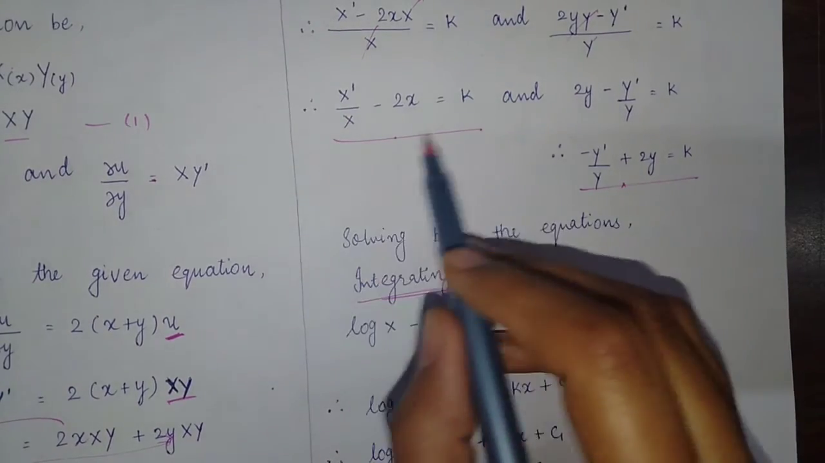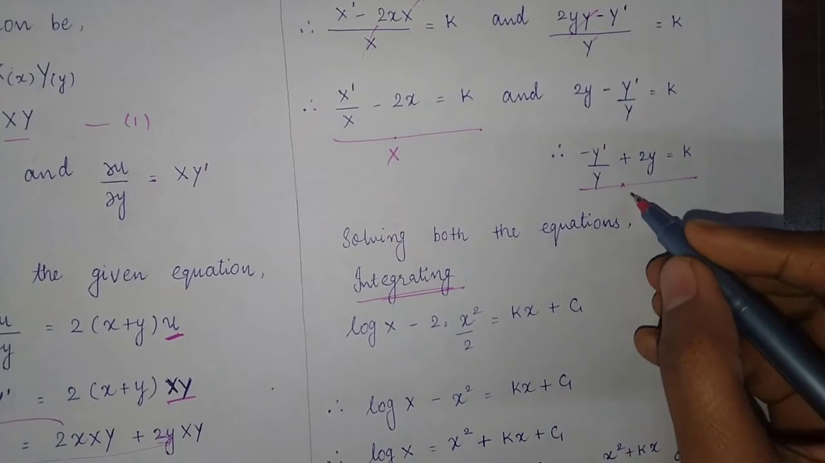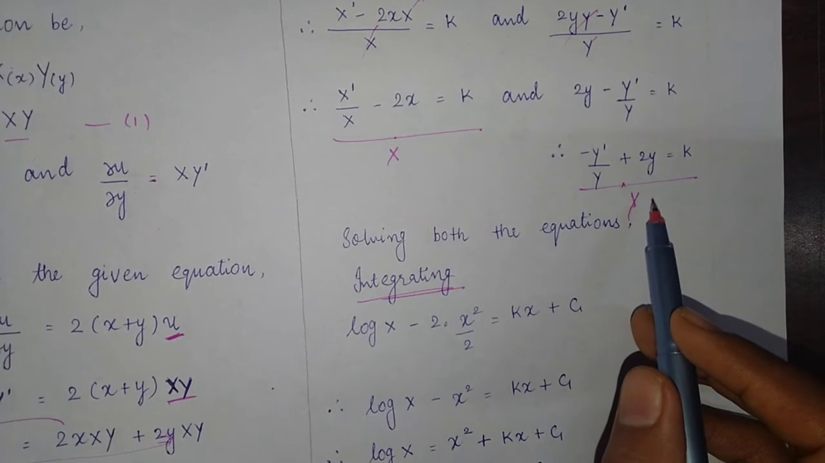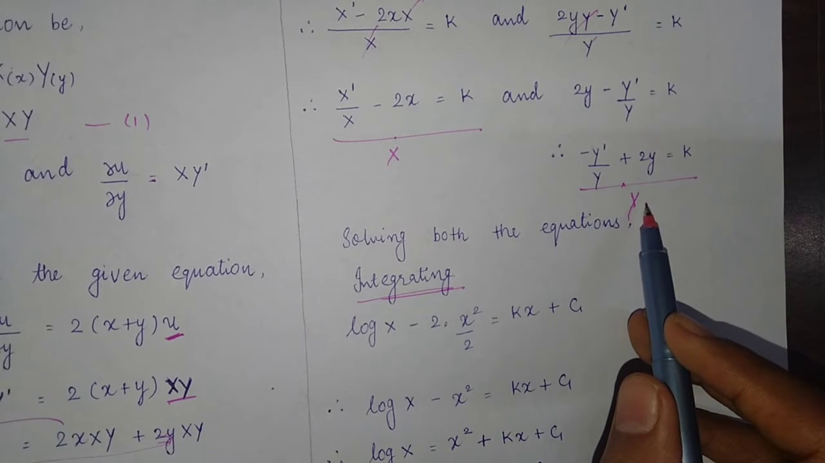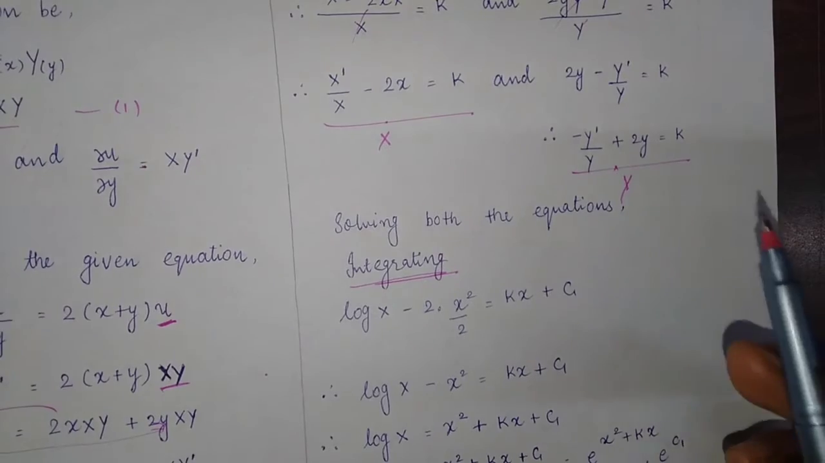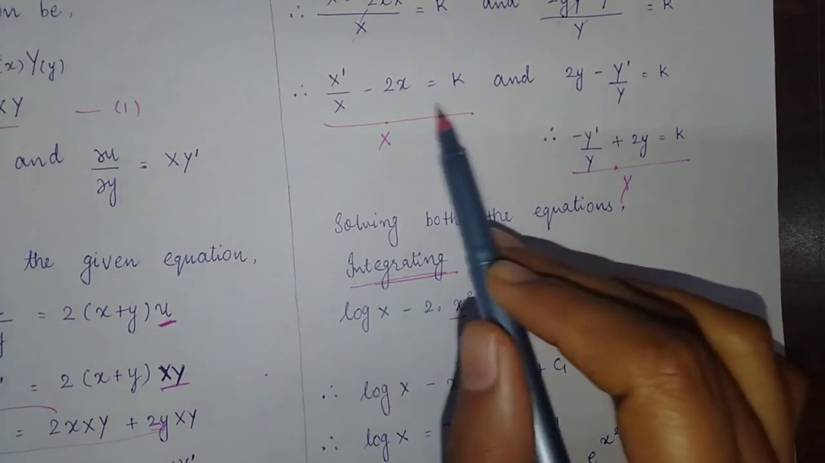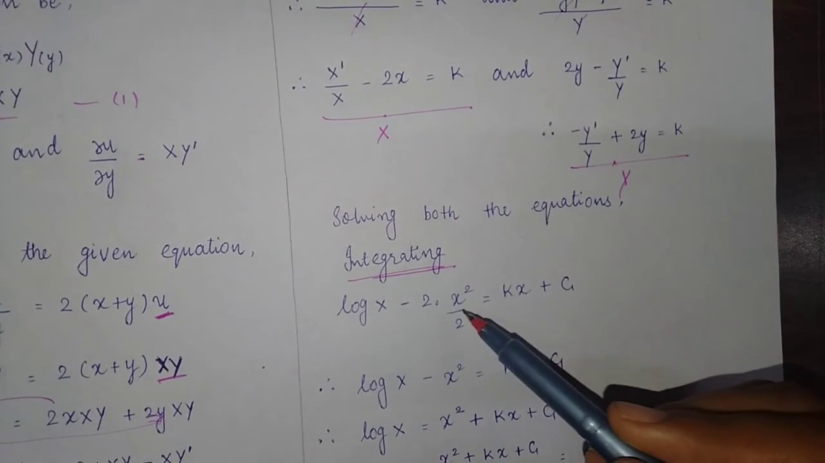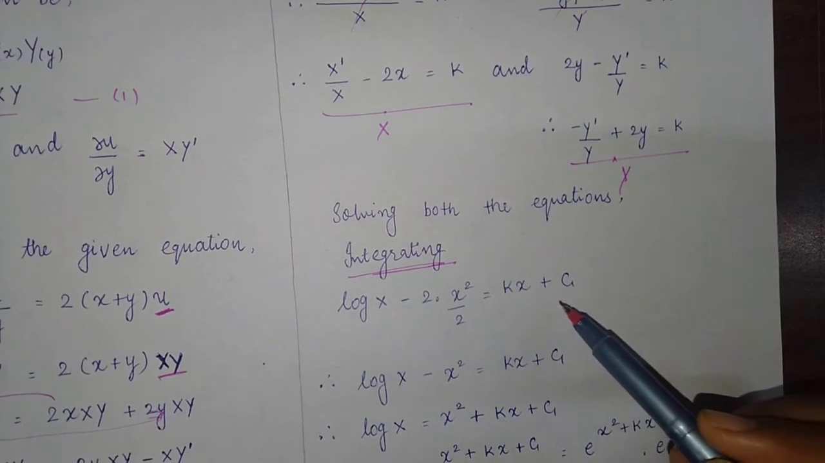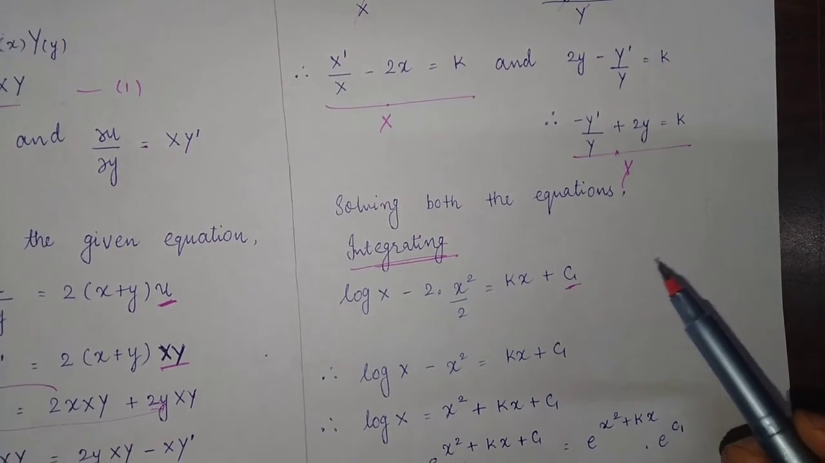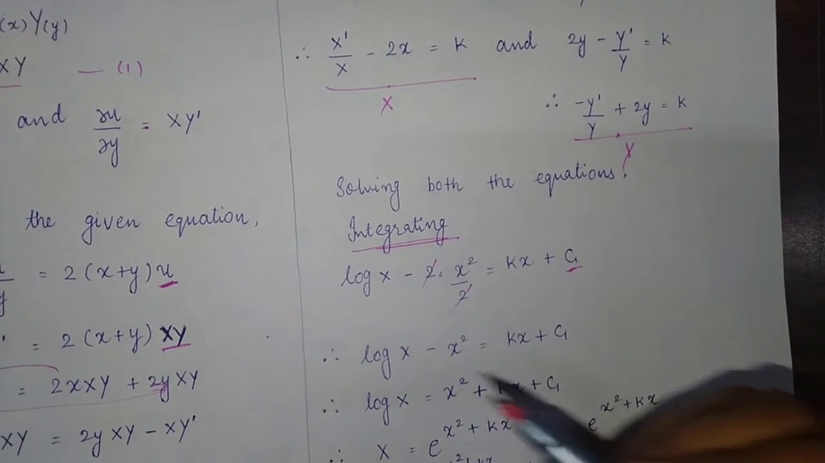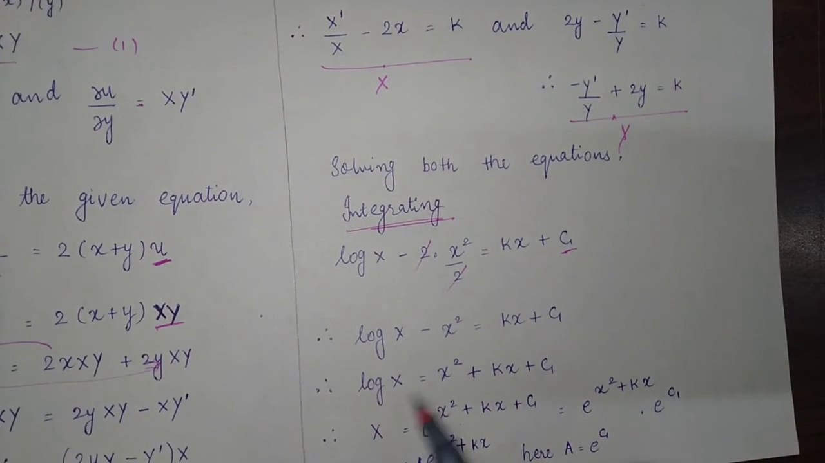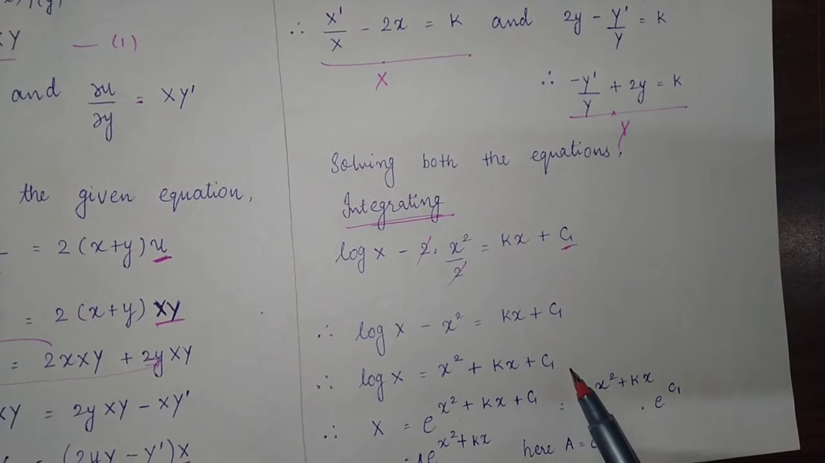By integrating this equation, we will get capital X from here, and from here we will get capital Y, and then we will put both the values in equation 1. So we will get the final answer. Integrating this equation, we will get log x minus 2, and integration of x is x square by 2 equal to kx plus c1, that is any constant. So the 2 and 2 will get cancelled, and you will get such a term, that is log x equal to x square plus kx plus c1.